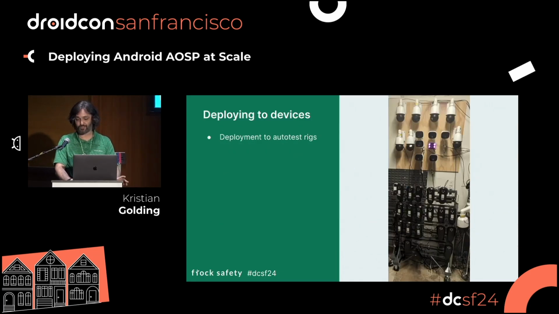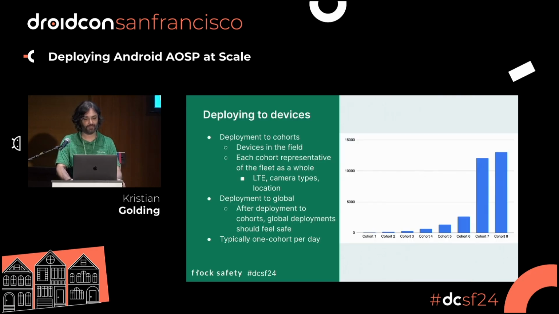Deployment from our builds goes to auto test rigs. This is a typical auto test rig we have for some initial testing to make sure that the device boots and has basic services running. And then we can start deploying the cohorts out in the field. You can see cohort 8 is pretty big, nearly 15,000 devices. Cohort 1's tiny, around 80 devices. Each cohort, even cohort 1, is representative of the fleet as a whole.